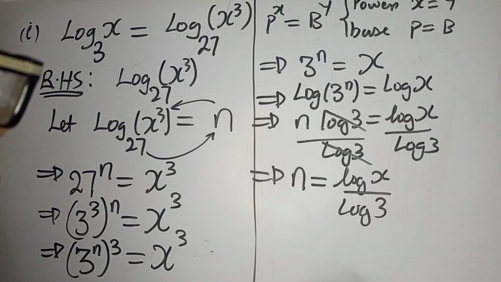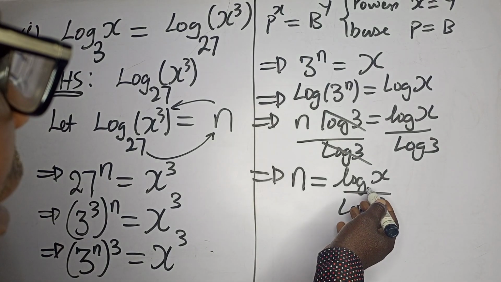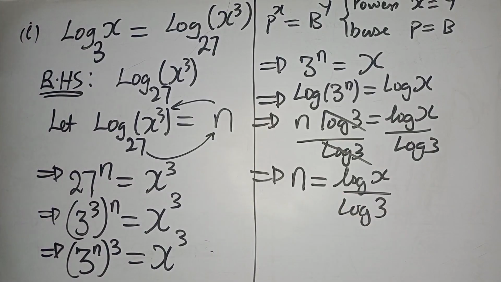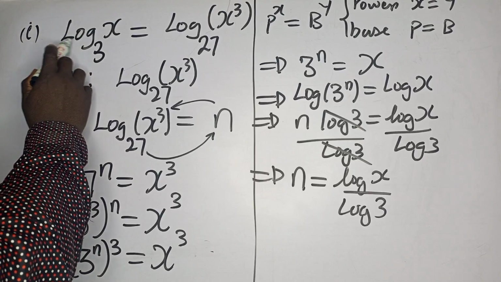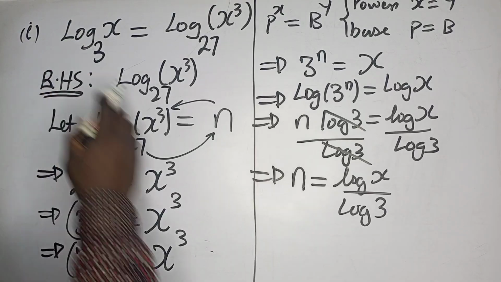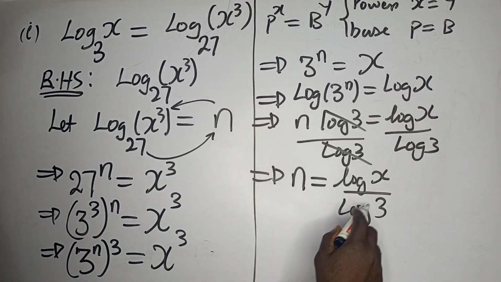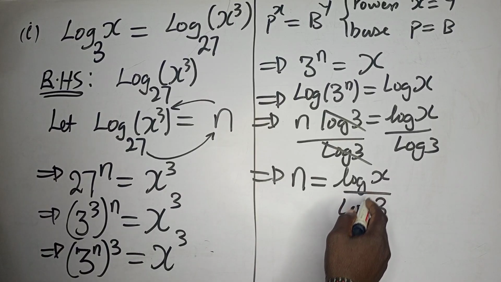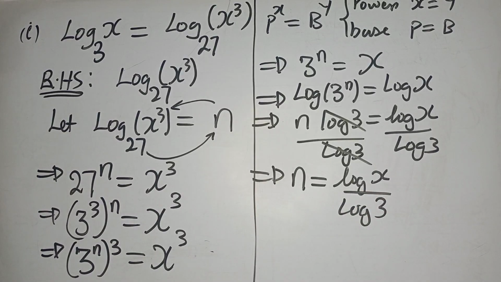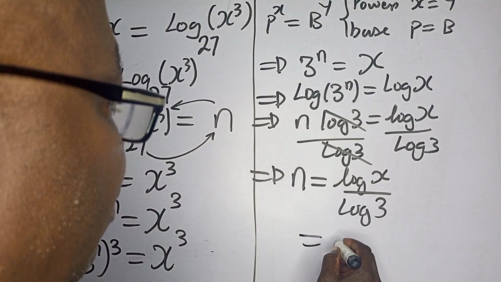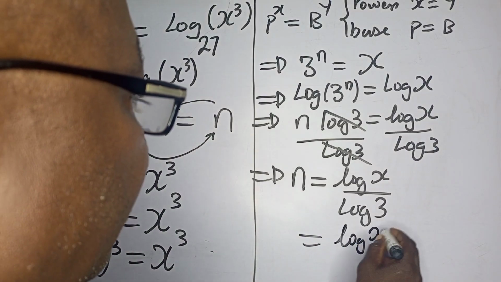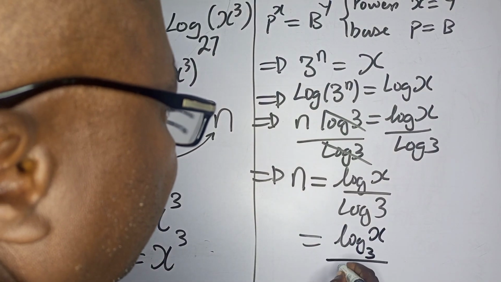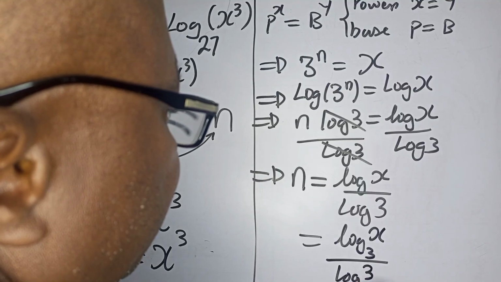The law of change of base simply means if we put a new base here, then that same base will also be here. Look at what we have on the left hand side. The base is 3. So it makes sense if we change the base. The base is 10. Remember, we don't need to write 10. We now change from base 10 to base 3. So if we do that, then we're going to have log of x base 3 all over log of 3 base 3.